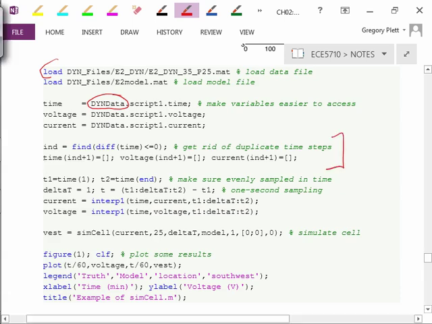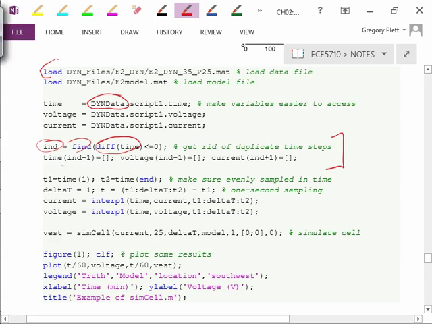So I'm looking for the indices in my vectors by finding places where the difference in the time vector is less than or equal to 0. So if it went backwards or stayed the same. I'm being a little cautious there. I'm really looking for where it stayed the same. So equals 0 would have been the same thing.